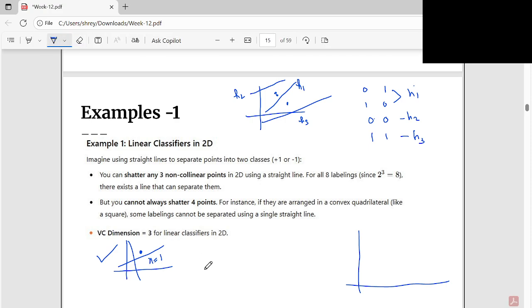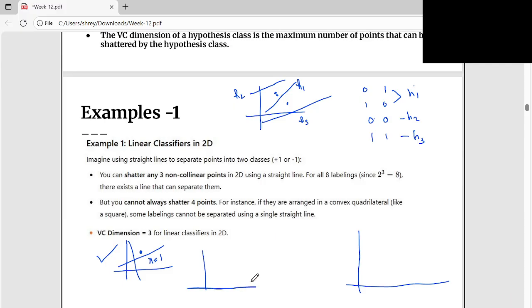So for the four possibilities, both the points can be positive, or both the points can be negative. If both the points are positive or both negative, then a single line can separate them. If one of the points is positive and the other negative, then we can draw a line in between them. It means any 2D line can shatter these 2 points easily, no problem.